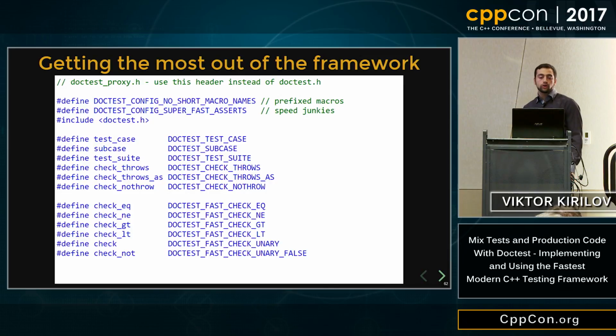Here is how I use Doctest. I have a proxy header, which includes the actual header of the framework. I first remove the short versions of the macros, and also say that I want the maximum, possibly fastest versions of the fast binary asserts. And then I define the asserts in the way I would like to use them. And then I just include this proxy header and write my tests along my production code.